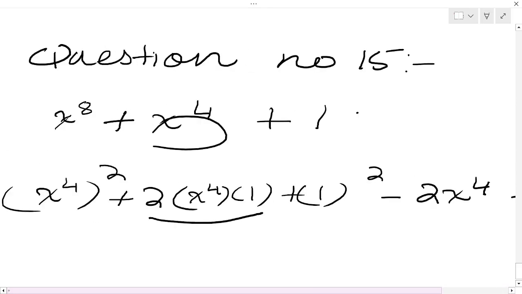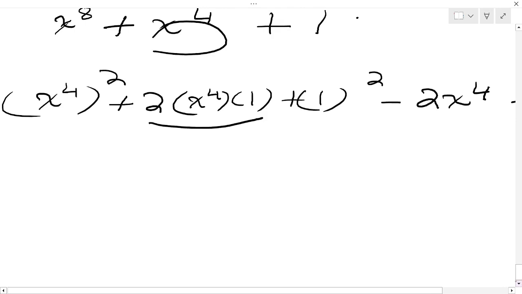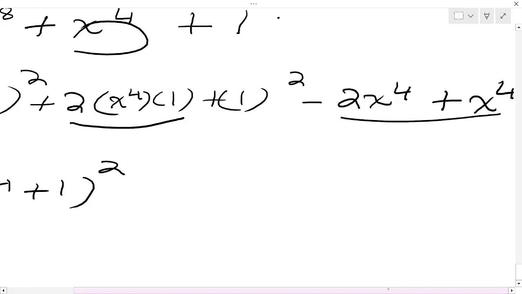Now after writing x^4, you can see this is x^4, this is 1. So we will just simply convert this to (a+b)^2 form. So (x^4+1)^2. After writing that, we will then write these two. But as you can see, 2x^4 being added with x^4, the coefficient of x^4 is 1. So minus 2 plus 1 is 1. So we will simply write minus x^4.